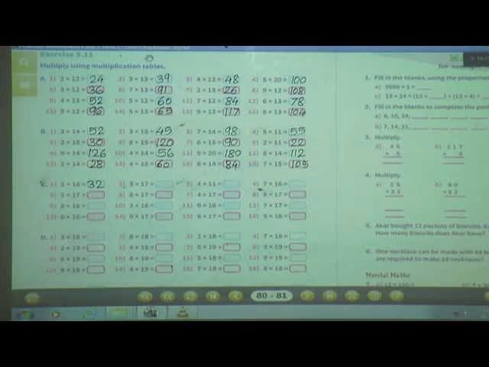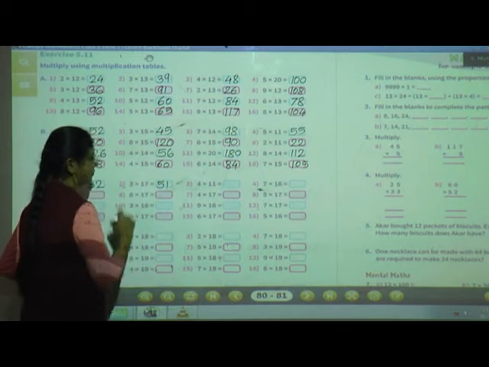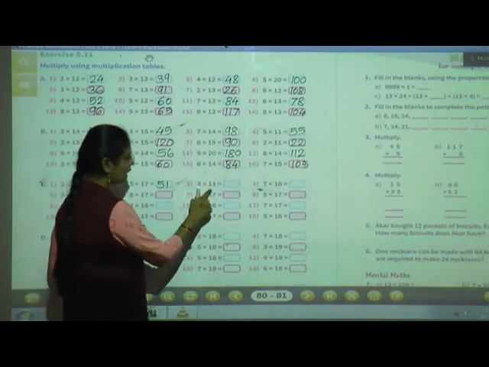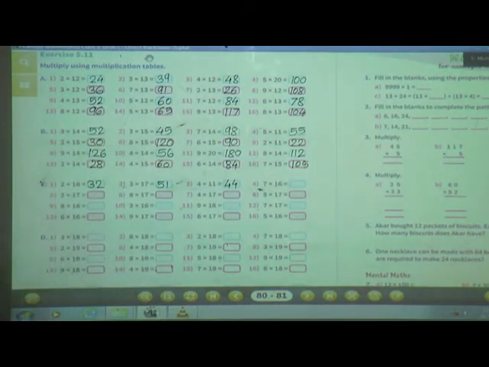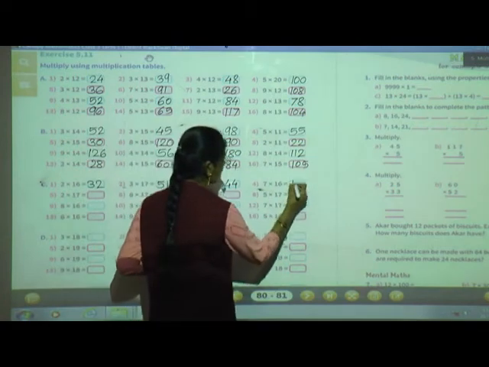Then next, 3 into 17. 17 threes are 51. Next, 4 into 11. 11 fours are 44. What is the next? 7 into 16. See, 7 into 16. Say the table of 16. 16 sevens are 112. Correct.